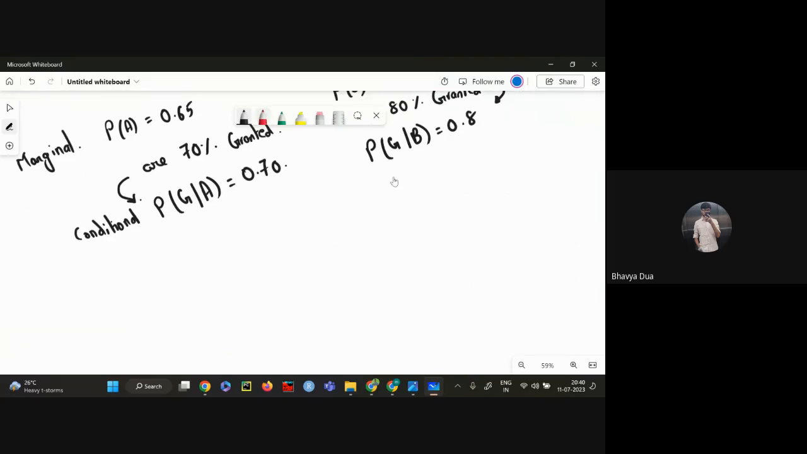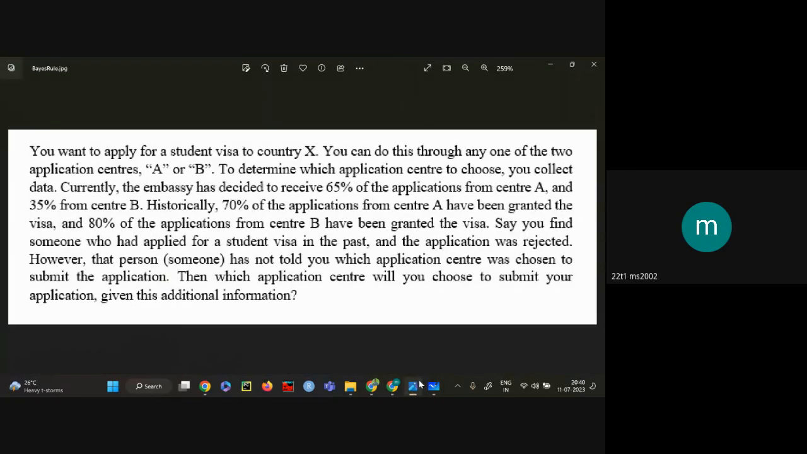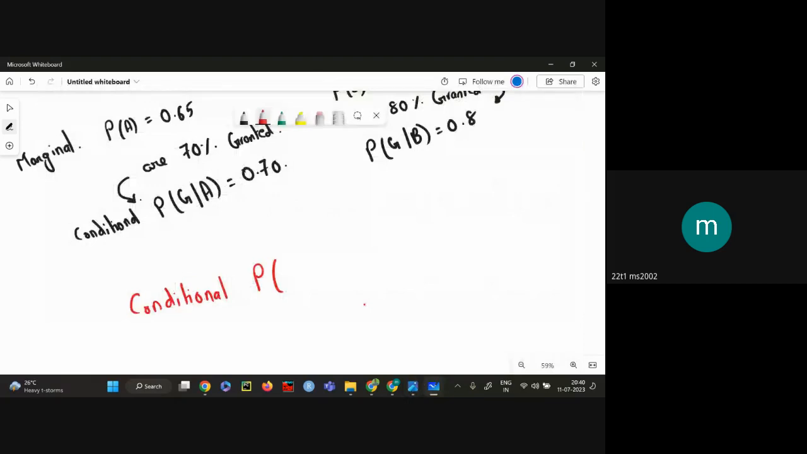Probability of it being a certain application center given that the application was rejected. Exactly. We'll have to calculate A given J complement and B given J complement. So I just want to find out what is the probability of A given that, instead of G complement, I'll just say rejected, because the opposite of granted is going to be rejected. And what is the probability that the visa was applied from B if it was rejected? These are the two probabilities that I have to find.